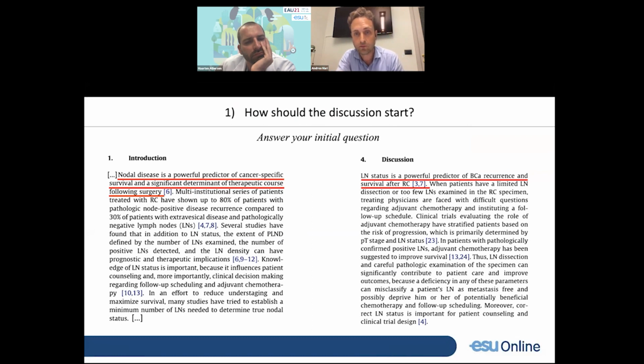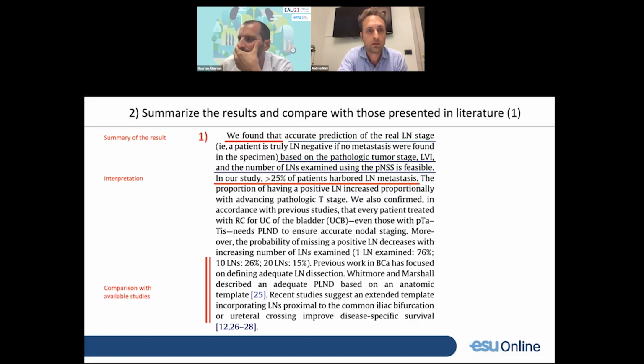And again, in the first sentence of the discussion, the authors wrote that lymph node status is a powerful predictor of bladder cancer recurrence and survival after radical cystectomy. In the following sentence, again, they repeat the importance of a lymph node dissection and the number of lymph nodes to better stage the disease.